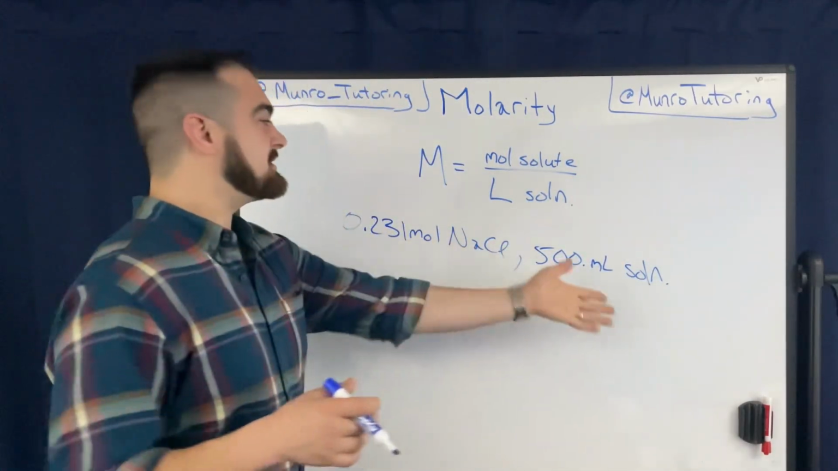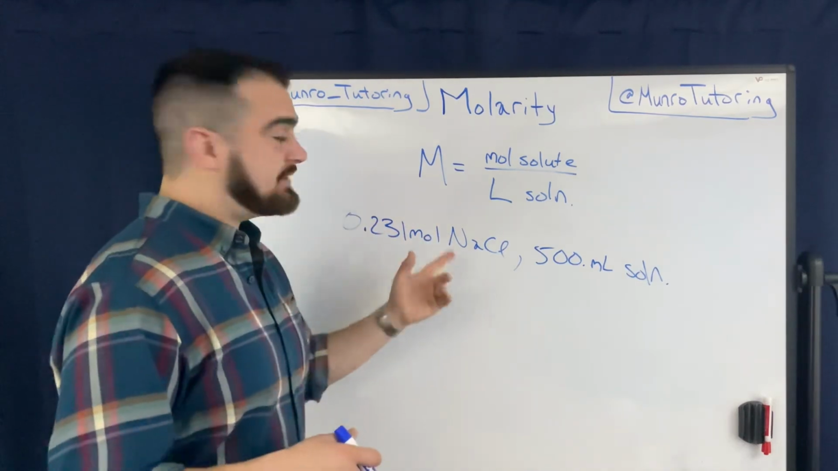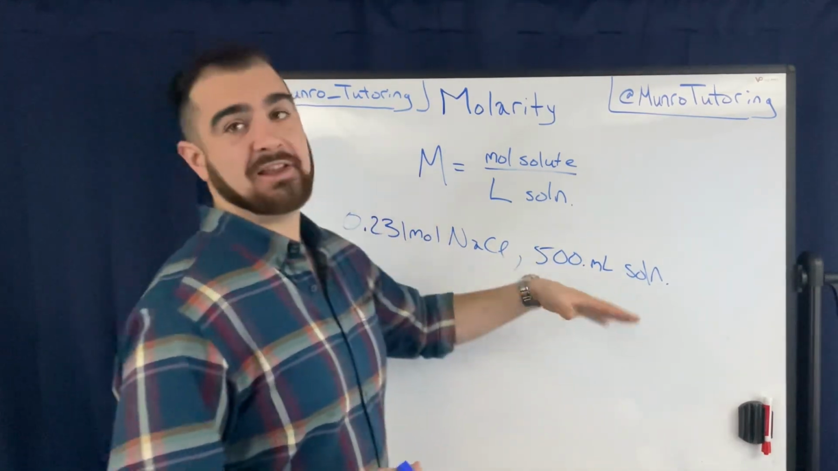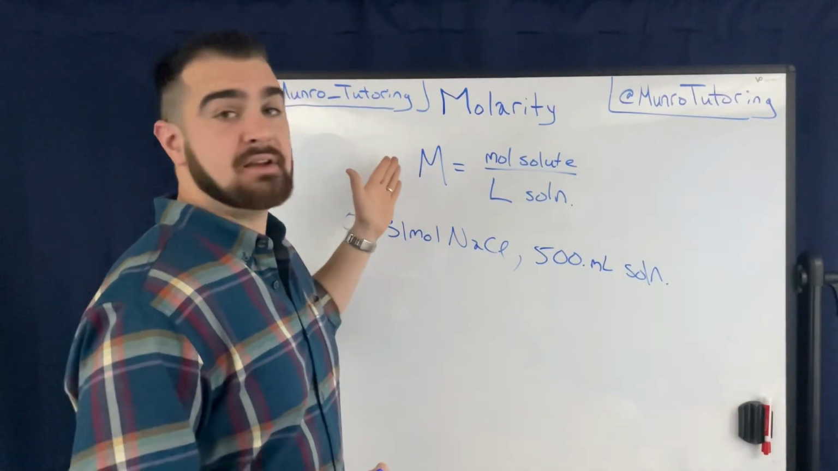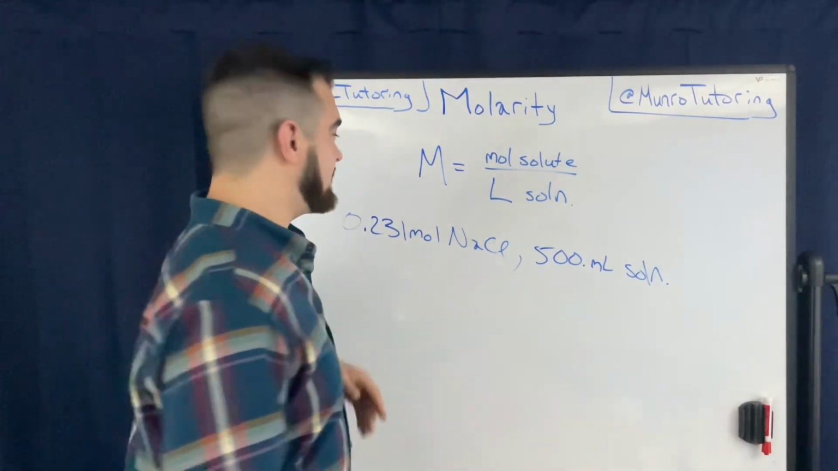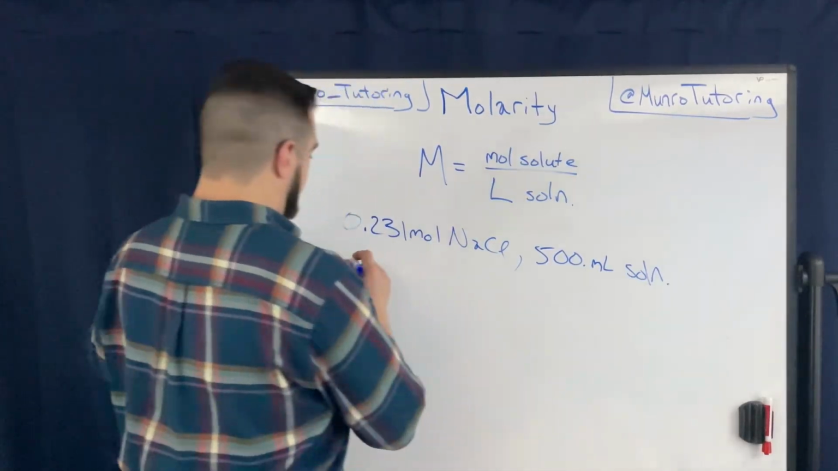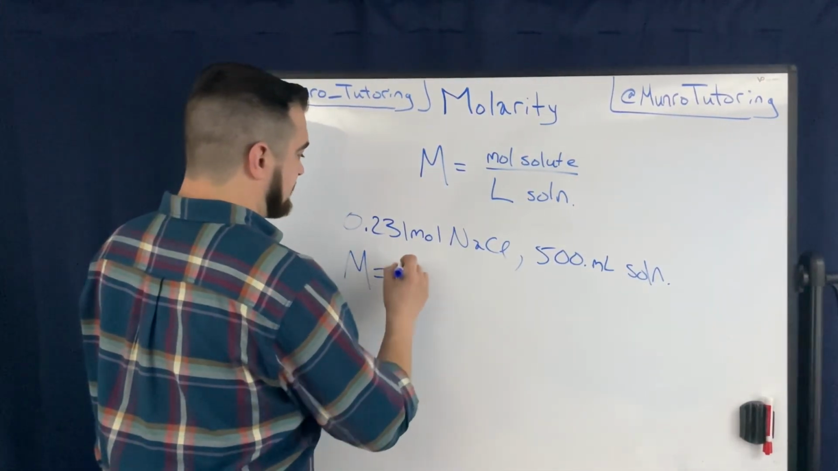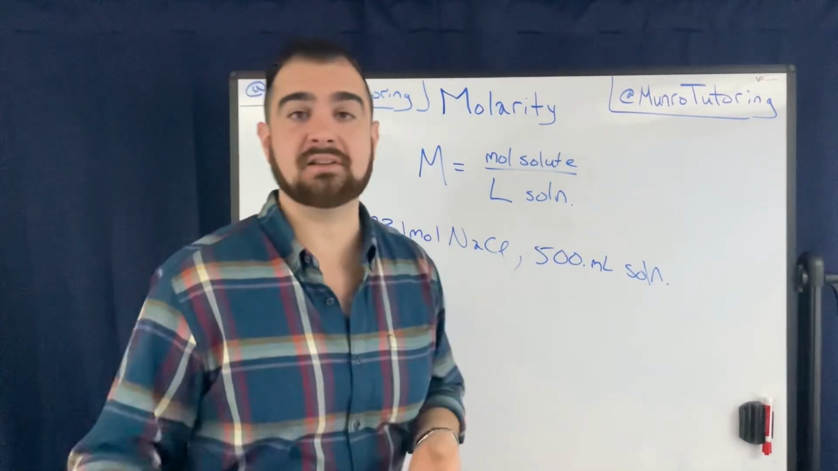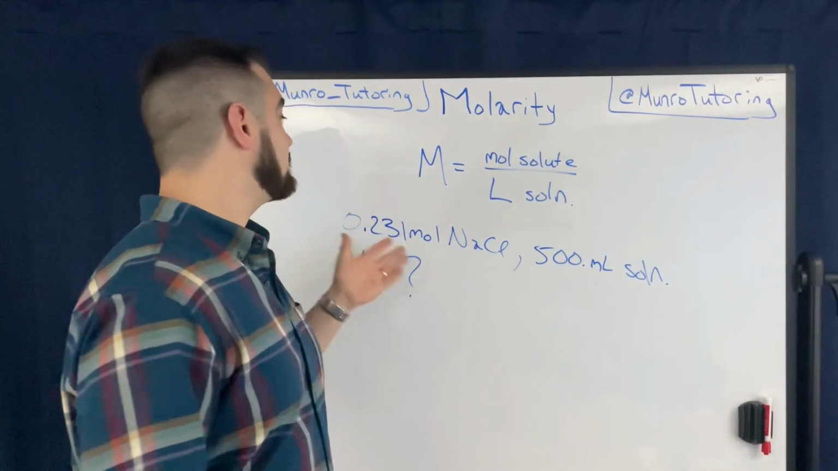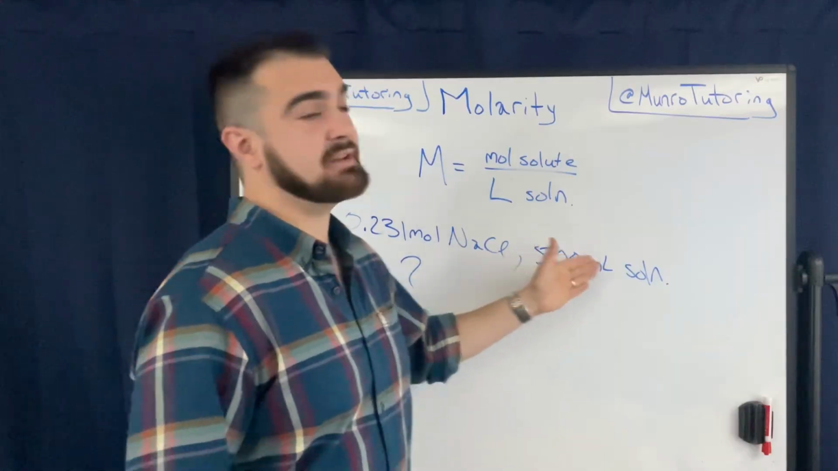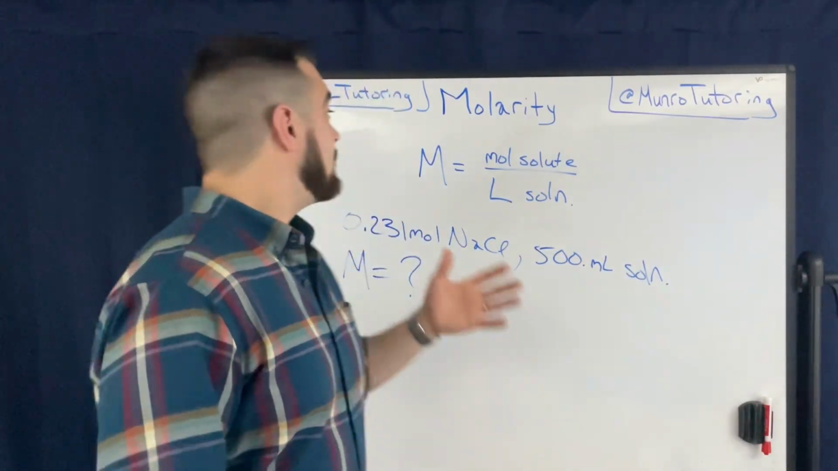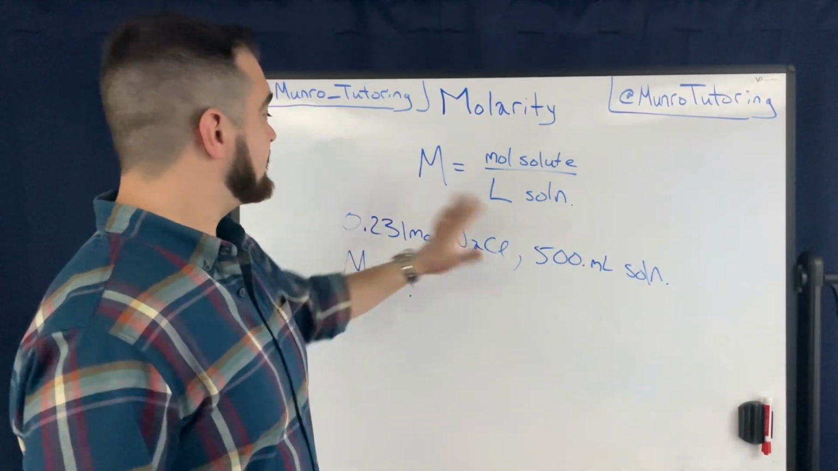So now, what do we do with this information? They gave us moles of a solute, and they gave us the volume of the solution. If we look at the definition of molarity, they're asking us for molarity in this question. Let me write that somewhere: capital M is equal to question mark. That's what the question is asking. What is the molarity of 0.231 moles sodium chloride dissolved in enough water to make 500 milliliters of solution? So we just take our definition and plug these things in.